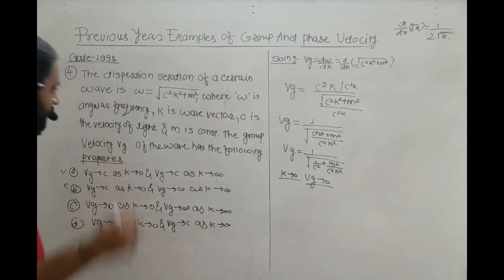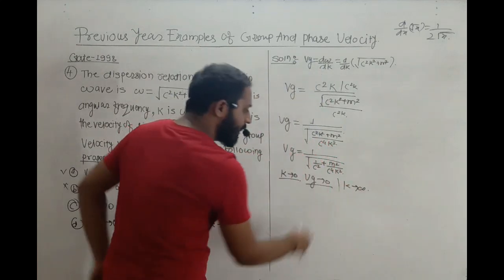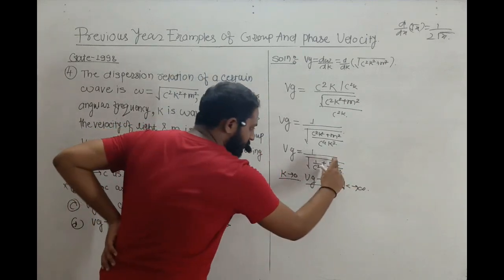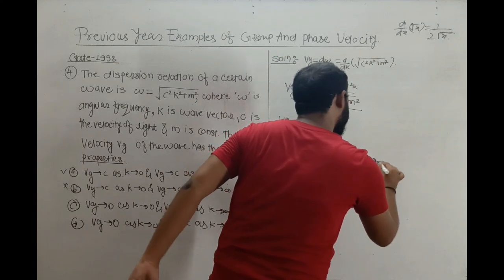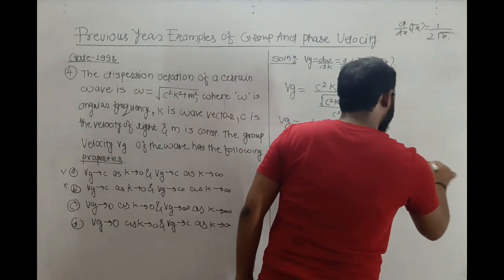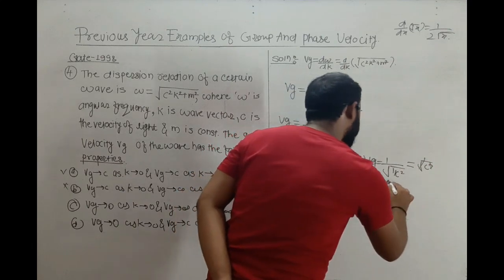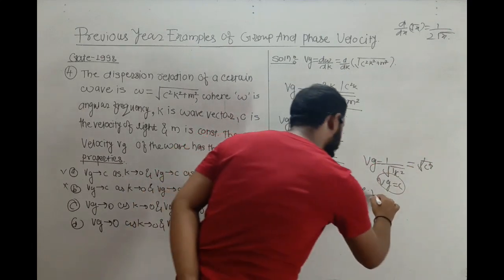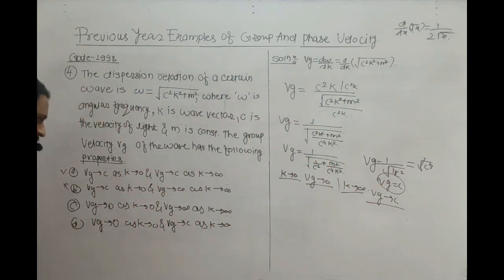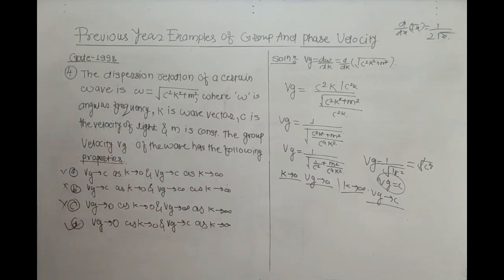Now see the options C and D. If k tends to infinity, what is Vg? Now see, in place of k, if I put infinity, something by infinity is 0. That means this term becomes 0. Therefore Vg equals 1 by under root of 1 by c square. Rearrange it, under root of c square. The square and under root get cancelled. Vg equals c. Therefore Vg tends to c. That means as k tends to infinity, Vg is c. That's why only option D is valid.